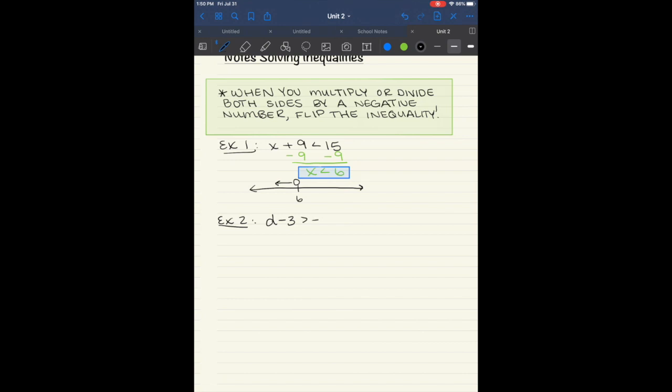So we're going to add 3 to both sides. And we get d is greater than negative 3. We don't flip a sign there because we're not multiplying or dividing by a negative. Open circle, arrow to the right on negative 3. Example 3.